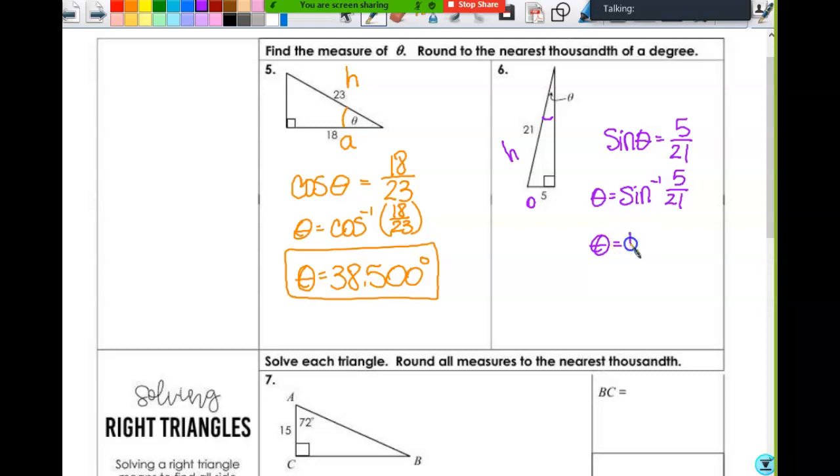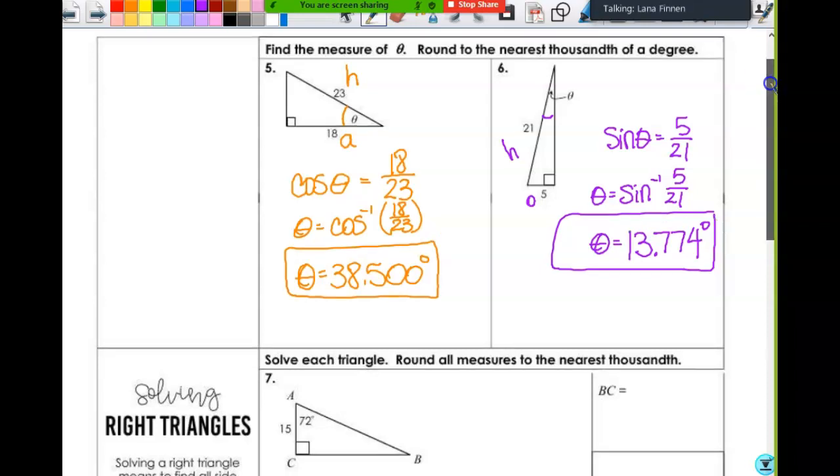So did we get 13 point what? 774. And that's degrees, right? Because we can actually put the units on there. There weren't units on the side lengths, but. All right. Everybody good with this? Little refresher here.